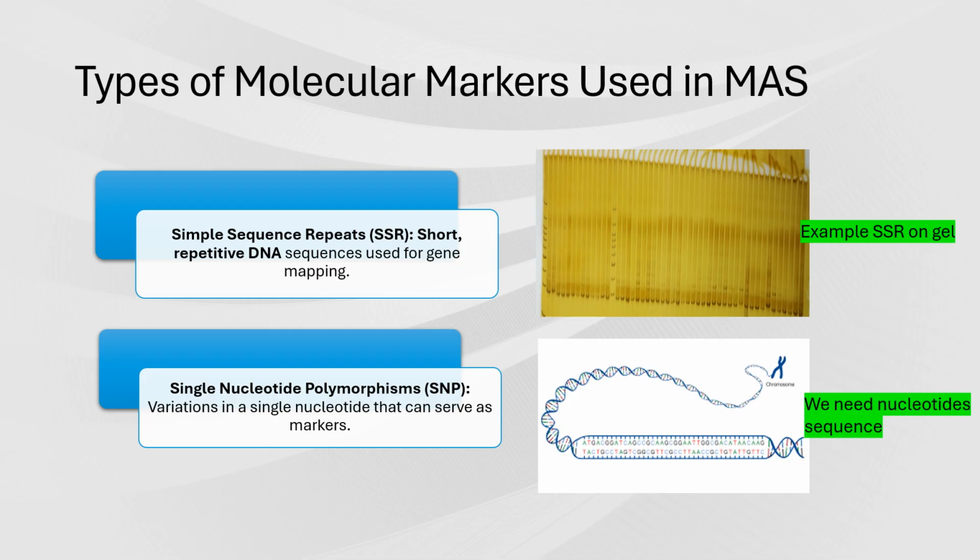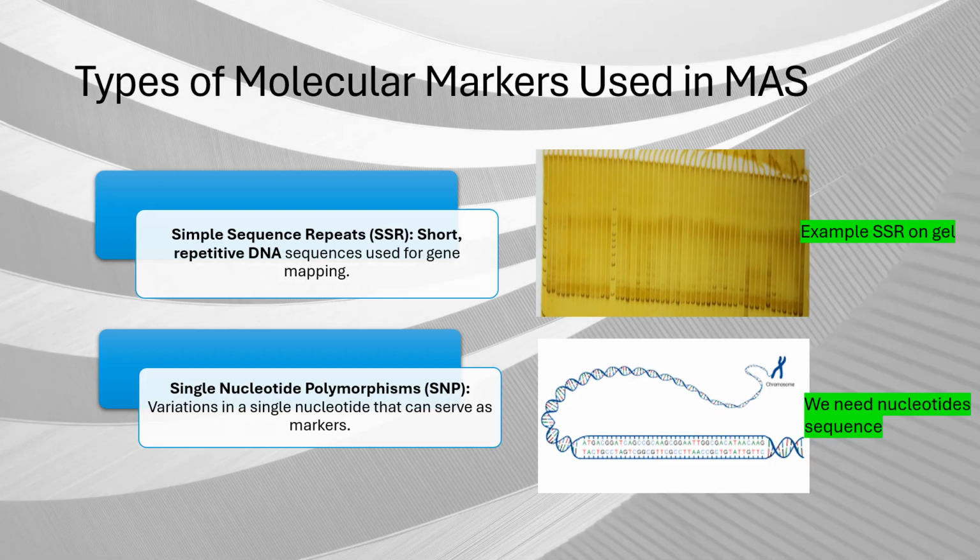SSRs are particularly advantageous in gene mapping because they are codominant markers, which allows for the differentiation between homozygous and heterozygous genotypes. This is critical in breeding, as it helps breeders identify plants carrying beneficial alleles in a single generation.